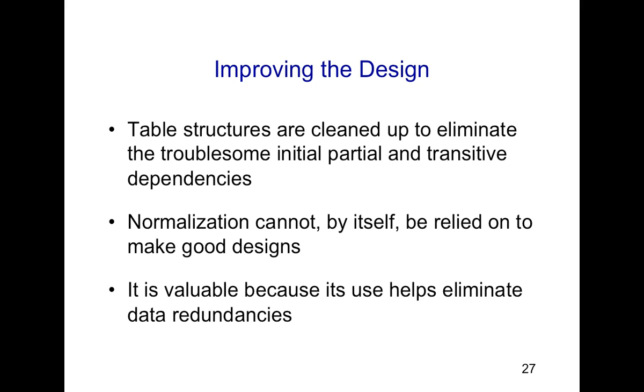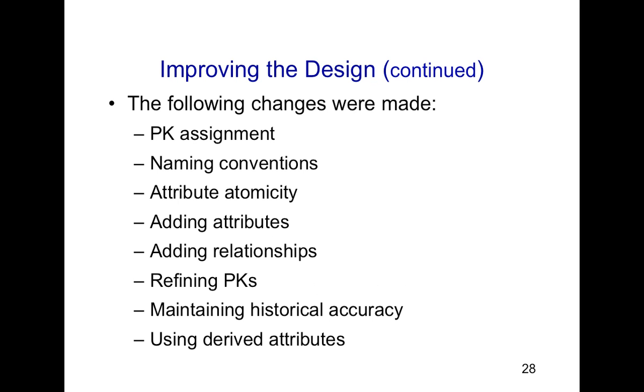And normalization cannot by itself be relied upon for good database design, which is kind of the why you have entity relationship diagramming as a concept. It puts you into third normal form automatically. So it's valuable because it helps eliminate data redundancies. So how can you improve the design? To go into fourth normal form, or to go into what we're going to look at next, BCNF. Because most people are like, well, that's pretty good. I would get that if I did an entity relationship diagram. That's good.